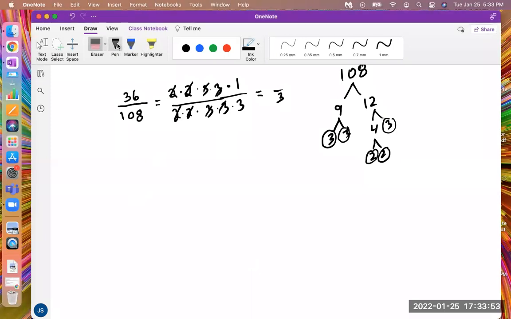So let's say that you want to add 1/3 plus 1/4. Or let's just make it a little bit more interesting. Let's say 2/3 plus 1/4.